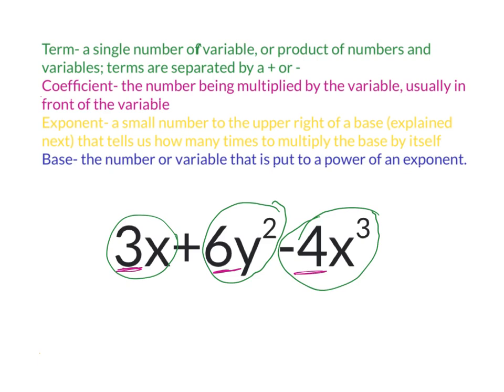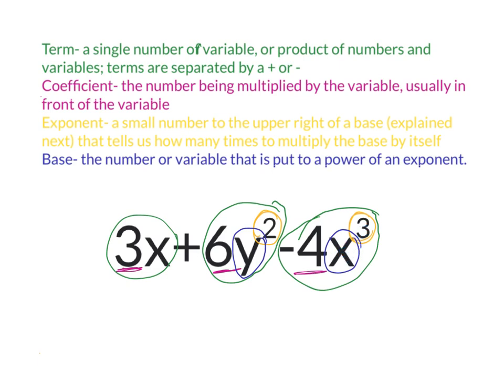Finally, or not finally, an exponent is the small little number to the upper right of a base, and I'll talk about the base, that tells us how many times we multiply the base by itself. So y is the base here, and this 2 right here is telling me that I need to multiply y by itself twice. The base over here is x, and this exponent of 3 is telling me I need to multiply x by itself 3 times.